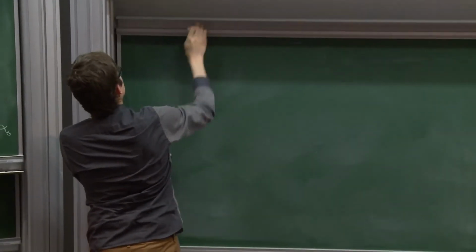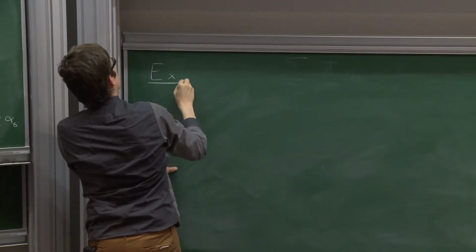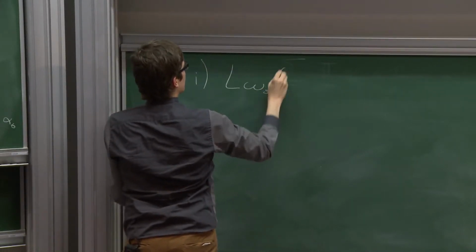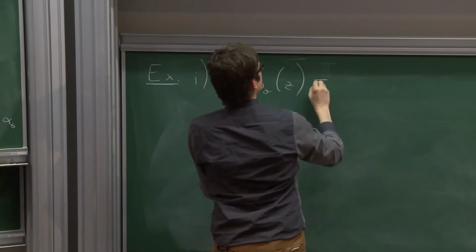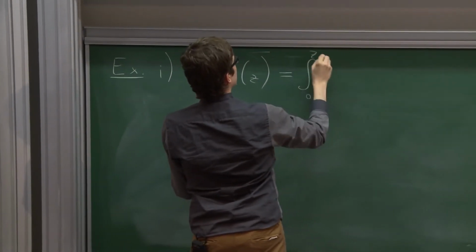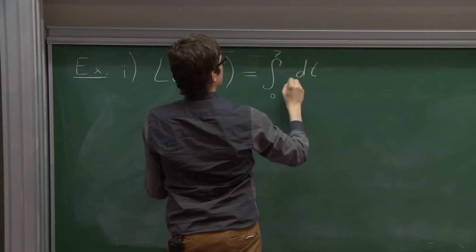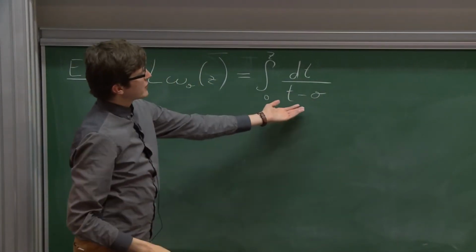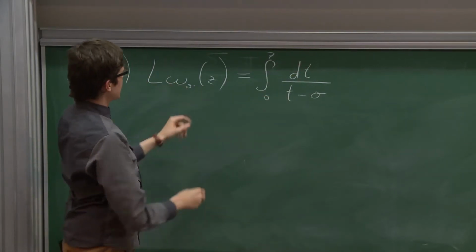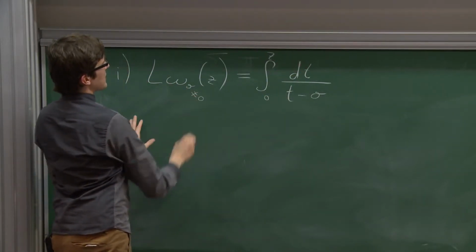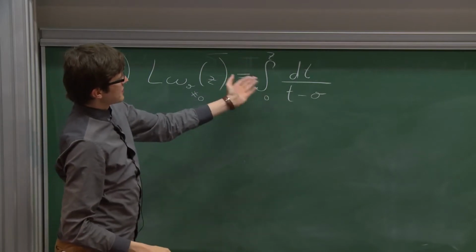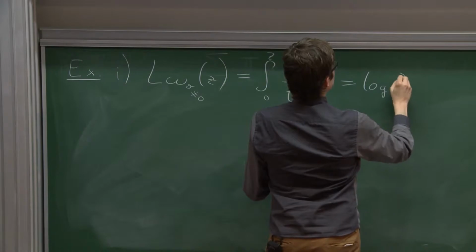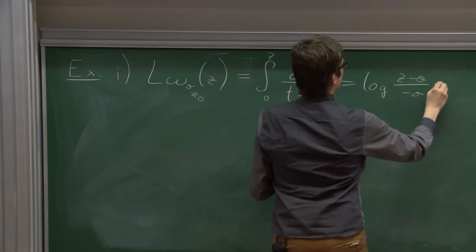So, example. Well, what happens if you just take one letter? Then this is just the integral from 0 to Z of dt over t minus sigma. Because the integrand is given by the differential behavior, but it also has to vanish at Z equals 0 (sigma is supposed to be non-zero), so it's this iterated integral. And this is just the logarithm: log of (Z minus sigma) over minus sigma.